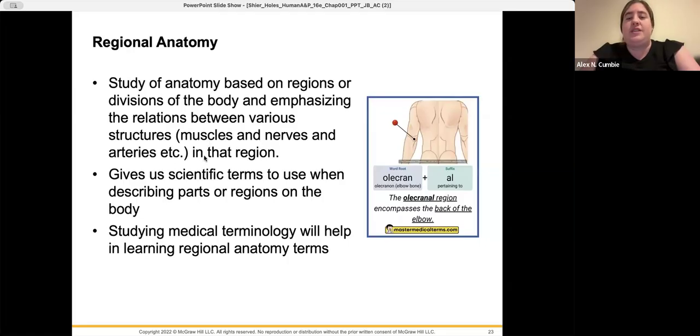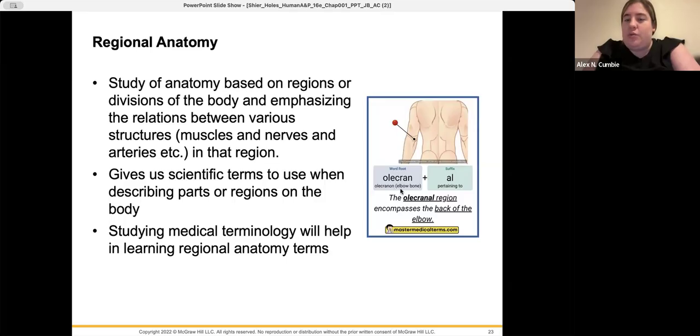So muscles and nerves and arteries in that region, they may all be named the same exact thing representing that region. And we want to know regional anatomy because these are the scientific terms that are going to be used to describe body parts in the clinical setting. So we do want to know them. And this is just all part of learning medical terminology. This is where we get a lot of our regional anatomy terms. I have one broken down here. This is one of the terms you will need to know. This is olecranon. It's referring to the back of the elbow.